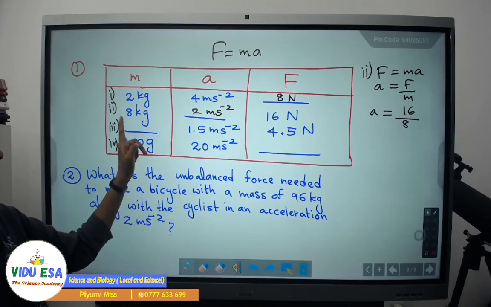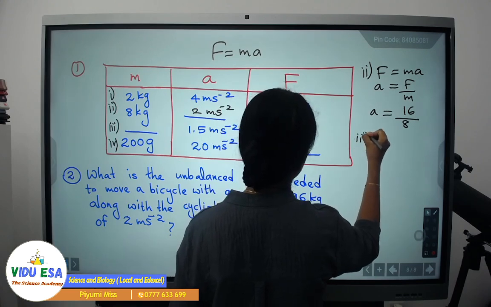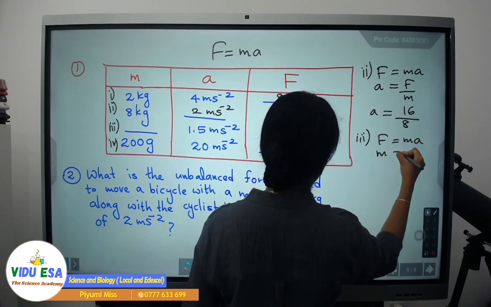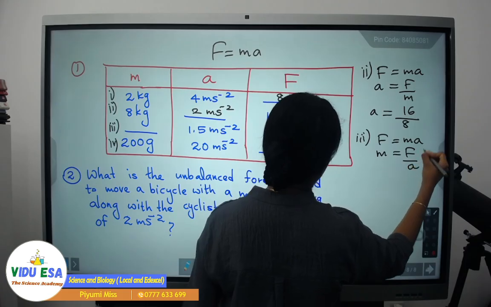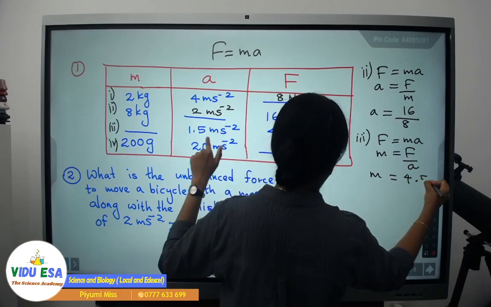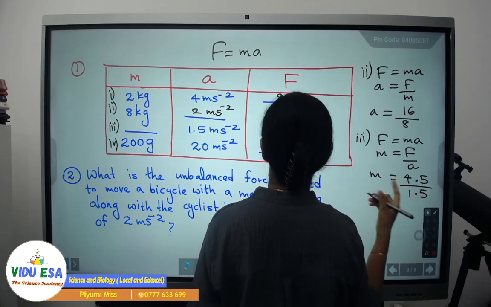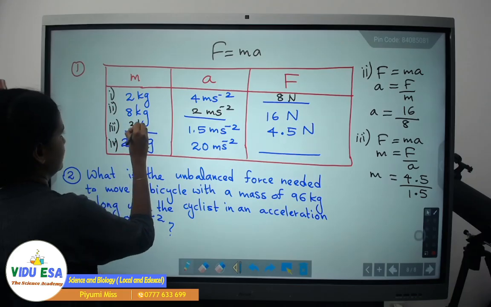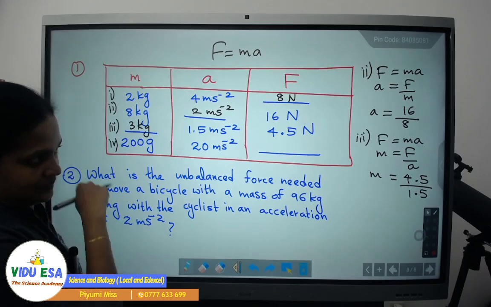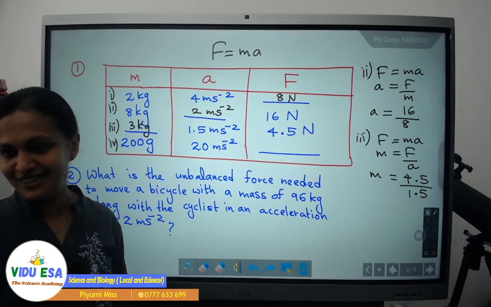Then number 3, acceleration and force are given. You are supposed to find the mass. So F equals ma, so mass equals force divided by the acceleration. The force is 4.5. Acceleration is given as 1.5 m s minus 2. Therefore, the mass becomes 3 kilograms. Right? Those three should be correct, shouldn't they?